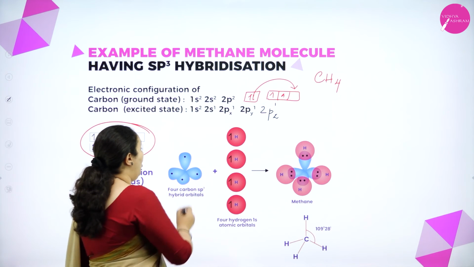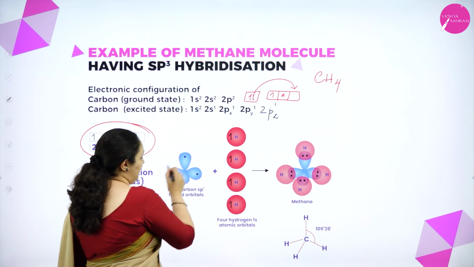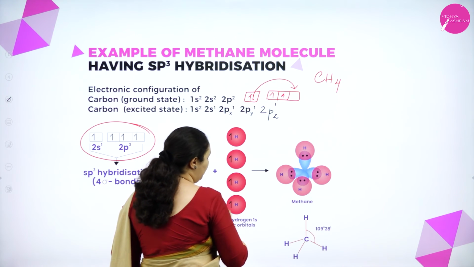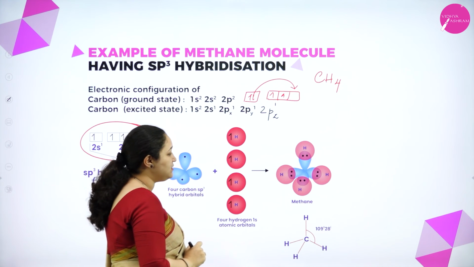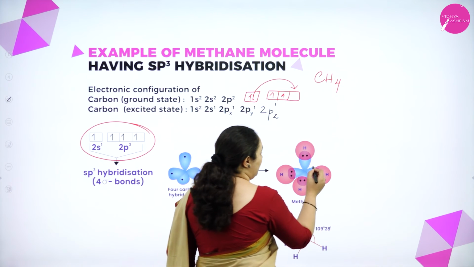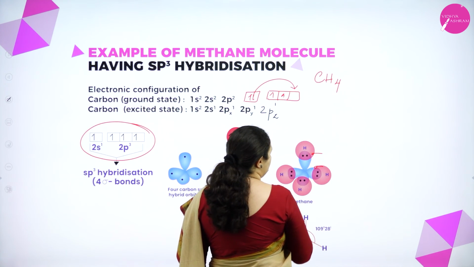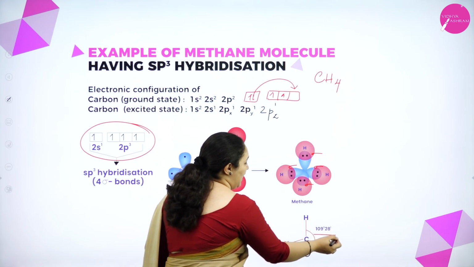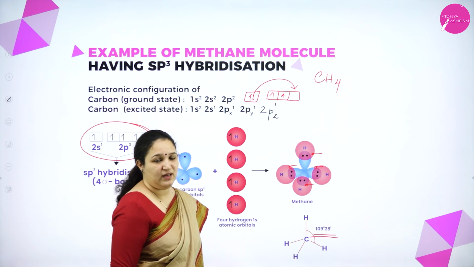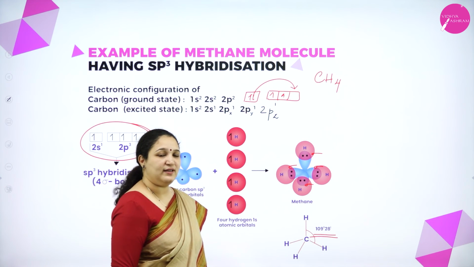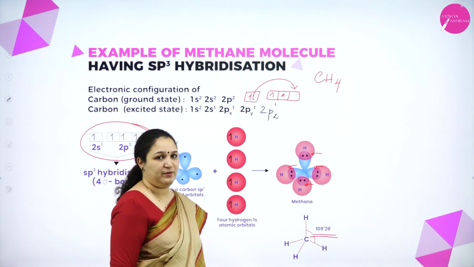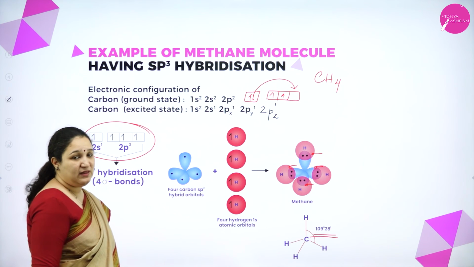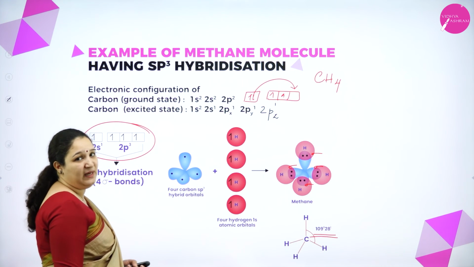Now each one of the hybridized orbitals will overlap with 4 different hydrogen atoms to give a sigma bond. So you have a sigma bond here, sigma, sigma and sigma bond, and the bond angle is 109 degrees 28 minutes or 109.5 degrees. Okay. So I hope you have understood about sp3 hybridization in methane.